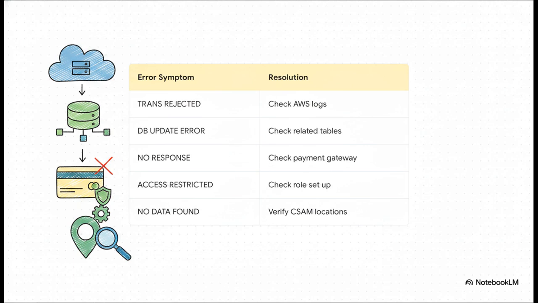Seeing no response from Payment Gateway, that means the system literally couldn't authenticate the credit card, so check the Payment Gateway response codes. An update access restricted message? That just means you need to go connect with the IT security team or check the user role setups. And finally, no data found for sign-on location means your CSAM locations just aren't set up properly. As you can see, every single error has a specific, logical cure.